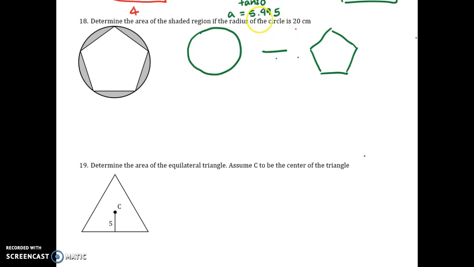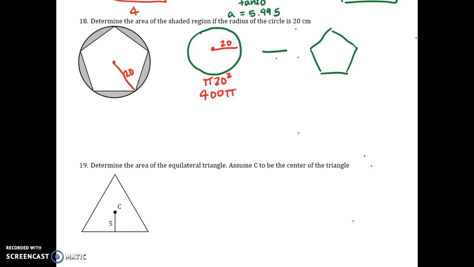The radius of the circle is 20 inches. So draw in your center. That measure is 20 inches. So you can find the area of the circle pretty quickly. Pi r squared. So pi 20 squared. 20 squared is 400. So you would say this is 400 pi.